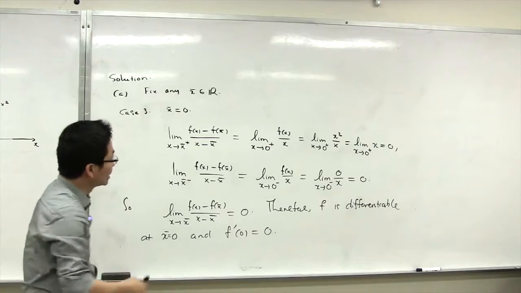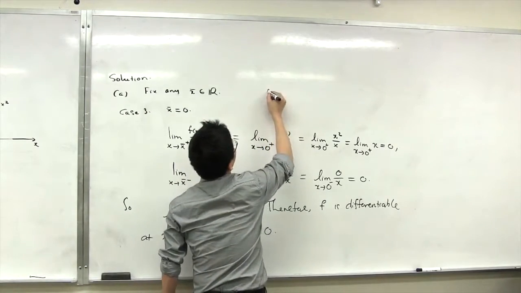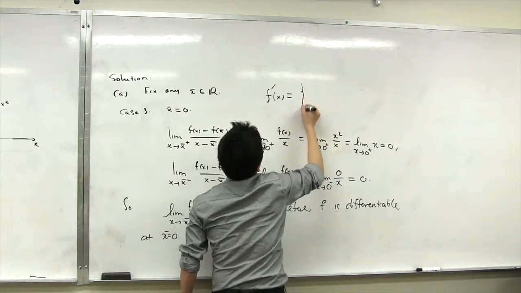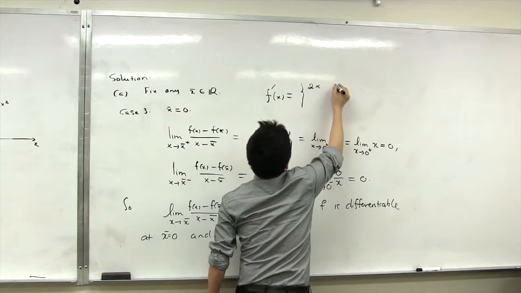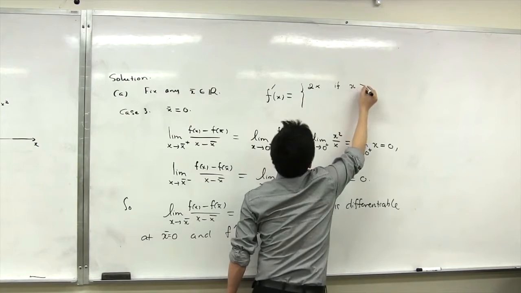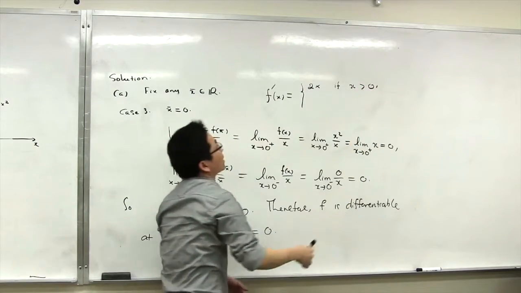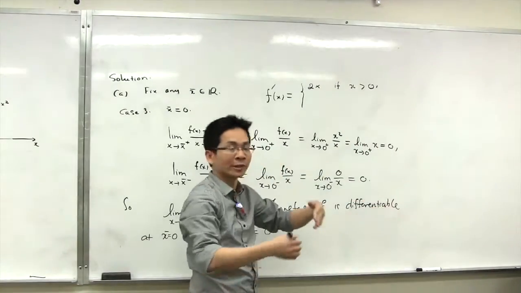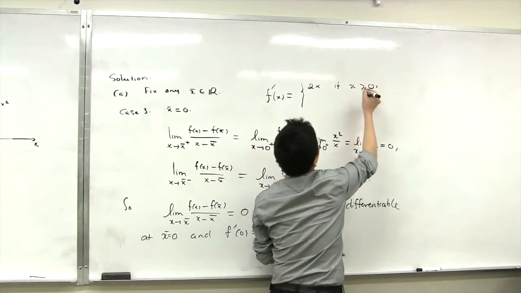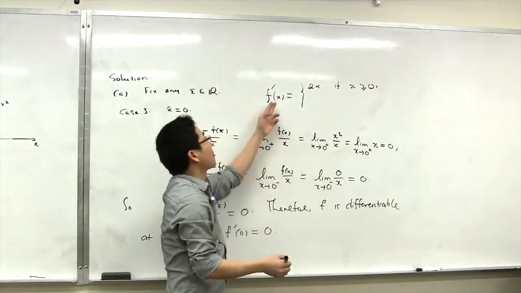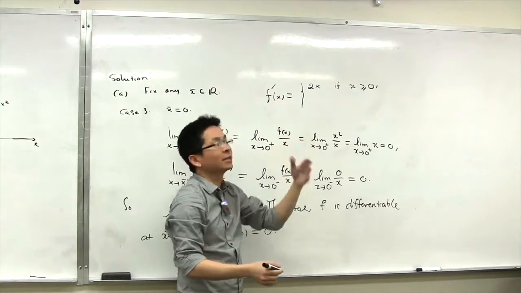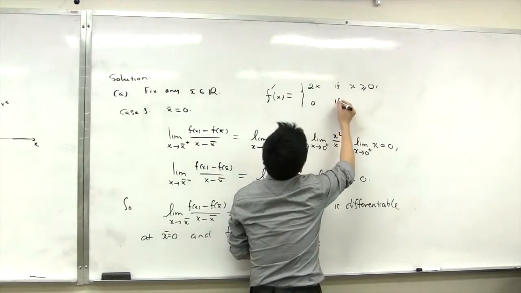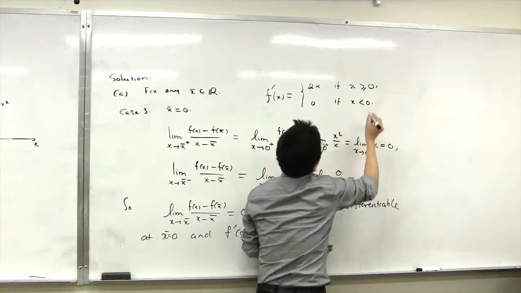So to summarize, we have the following derivative formula. F prime of x is equal to 2x if x is greater than 0. And note that when x is equal to 0, the derivative is 0, so we can combine it to this case. So we have that f prime of x is 2x if x is greater than or equal to 0, and 0 if x is less than 0.